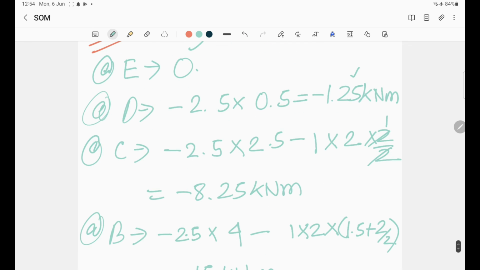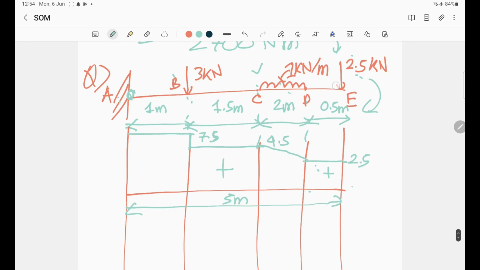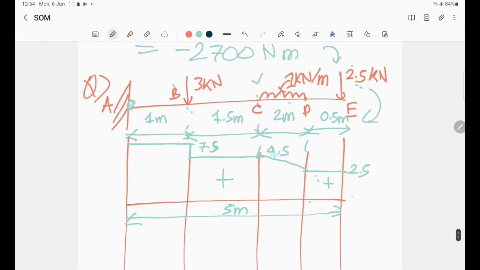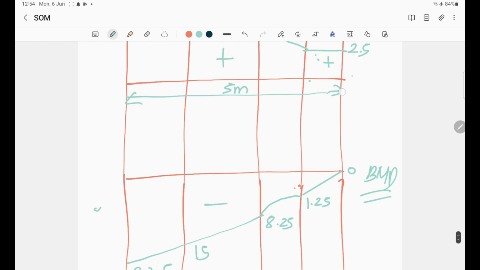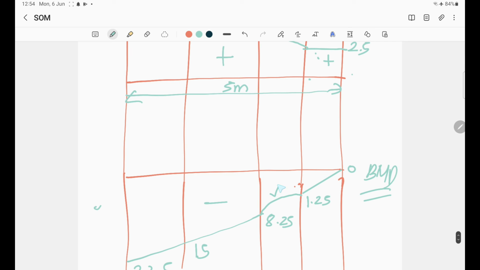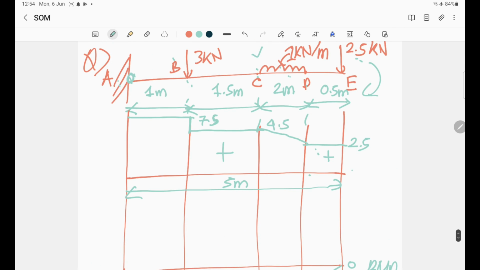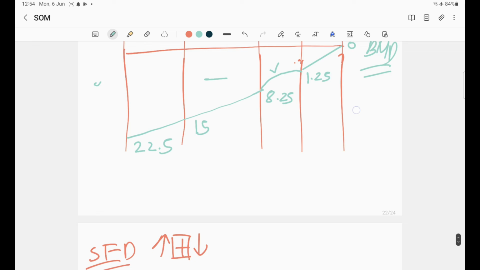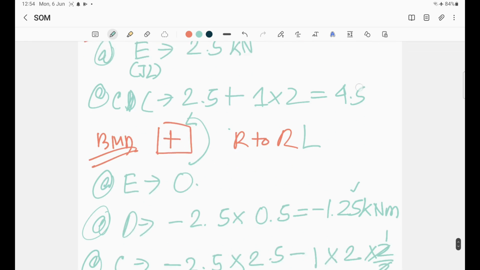which gives you minus 8.25. So now when you draw the diagram, only for the particular UDL portion you make this parabolic. Why do you make this parabolic? Because there is a UDL there. So to account for the UDL, you make this parabolic, right?